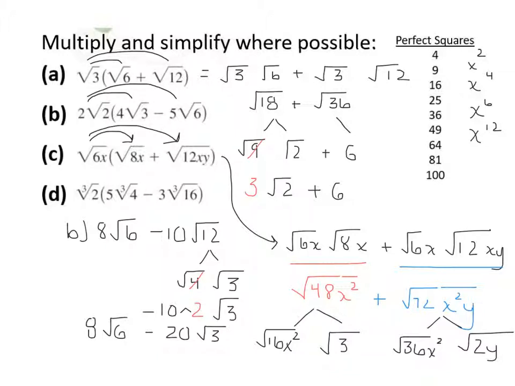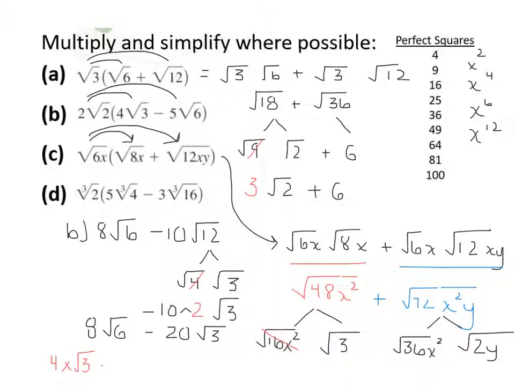So now, with our first term, the square root of 16x squared is 4x, because the square root of 16 is 4, and the square root of x squared is x to the first. Remember, we take the exponent and divide by the root. 2 divided by 2 is 1. And then we have to keep that square root 3 as a part of our answer. It cannot be simplified any further.